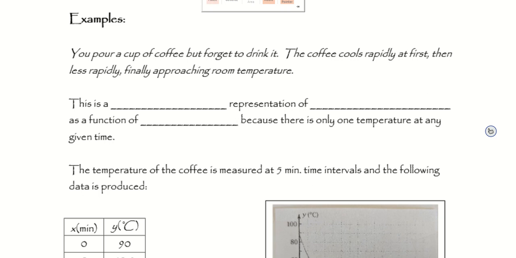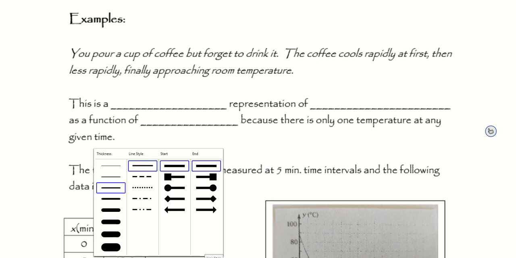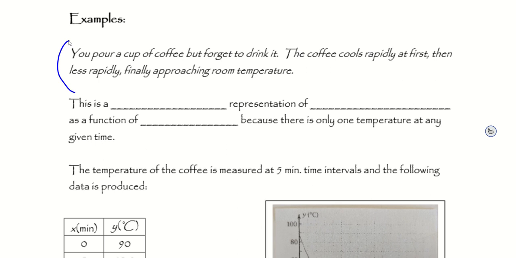Now look at two examples for our functions graphically, algebraically, numerically, and verbally. This first example is simply showing the four ways to represent a function. So here is our situation. You pour a cup of coffee but forget to drink it. The coffee cools rapidly at first and then less rapidly, finally approaching room temperature.